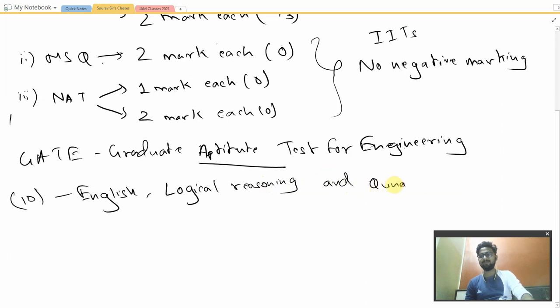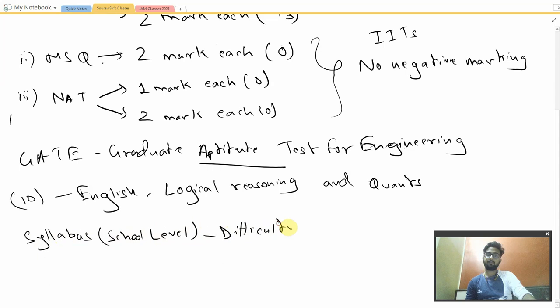This is a new term which people use for class 10 level maths. The syllabus for these quants is school level, up till higher school level, but the difficulty level is high. The chapters you have studied in school are the ones the sums will come from, but you have to think much more to solve these kinds of maths.